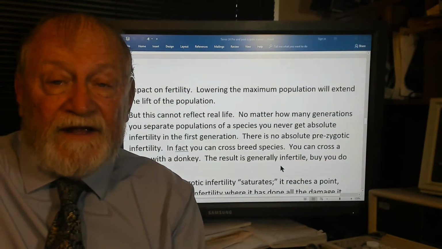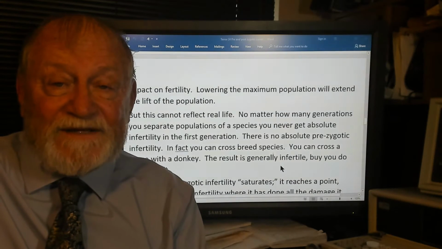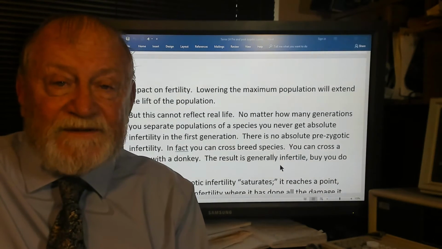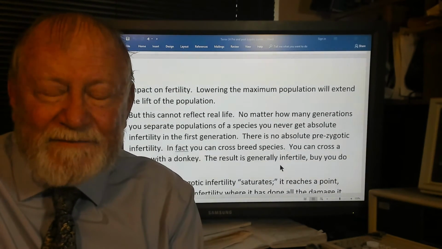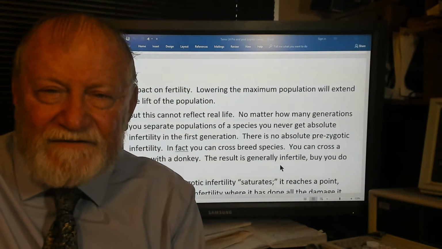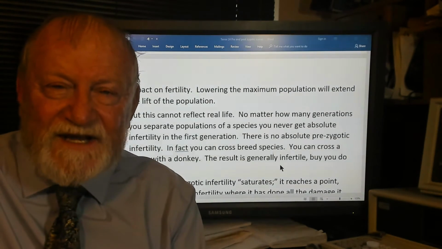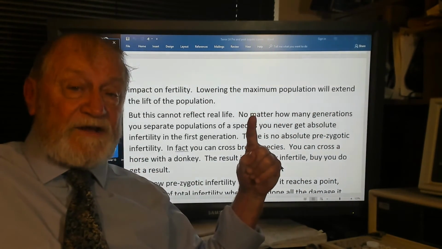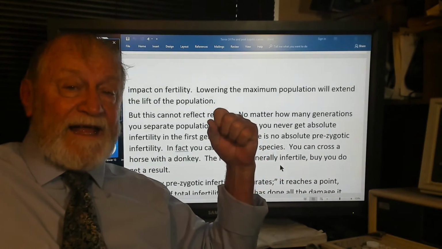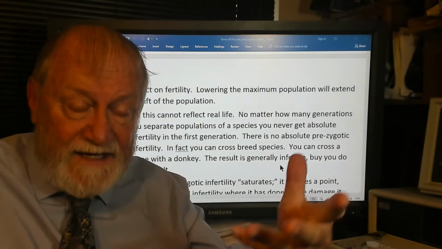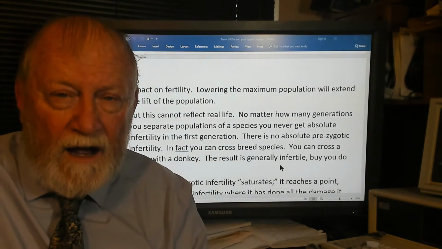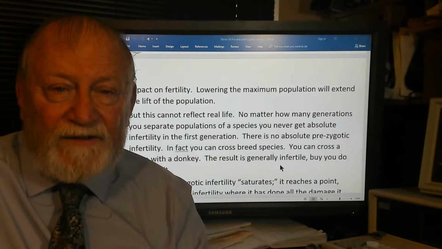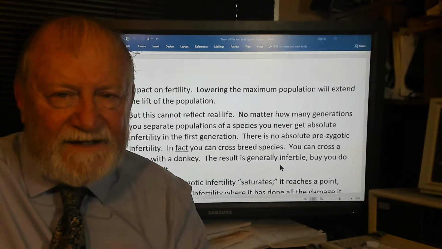So in real life, you never get absolute infertility in the first generation, which means you don't get absolute infertility from a pre-zygotic process. Your infertility cuts in as post-zygotic. So get the person from way over there, married way over here. First generation, all you have to cope with is pre-zygotic infertility, and that saturates. Same species, always going to have a good chance of having offspring. After that, now the post-zygotic infertility begins to accumulate.